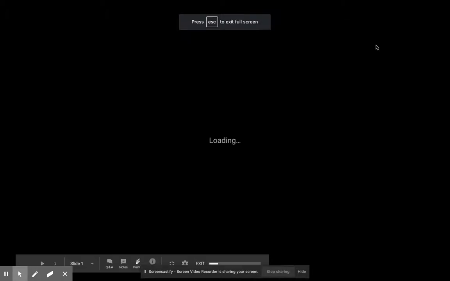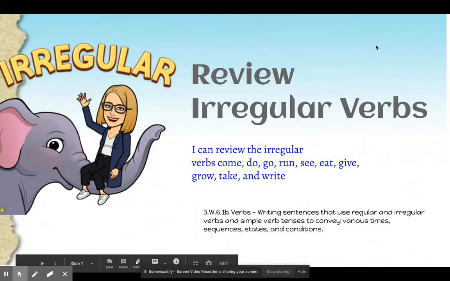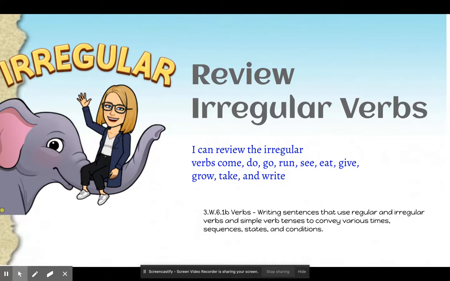Hey guys, so we are going to continue looking at irregular verbs and just going over again what it is we have to do to use irregular verbs in our writing. So our goal for today is I can review the irregular verbs come, do, go, run, see, eat, give, grow, take, and write.